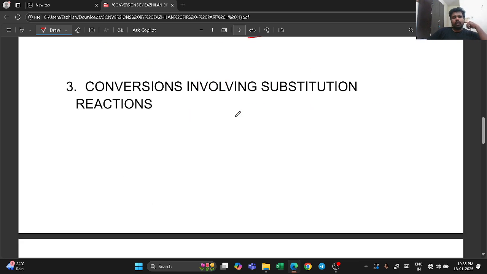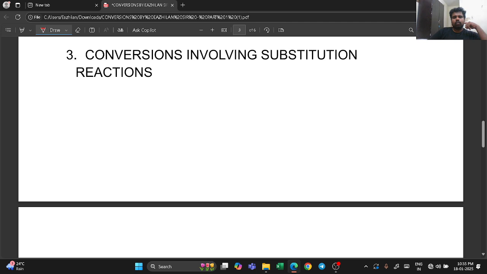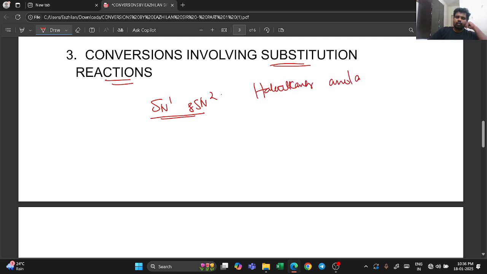Then conversions involving substitution reactions. We have two types of substitution reactions illustrated in our textbook, your SN1 and SN2 mechanisms. SN1 and SN2 mechanisms are very briefly discussed in the first organic chapter, haloalkanes and haloarenes. Here I am not going to discuss your SN1 and SN2 mechanisms. I have already discussed all these things during my live lectures.